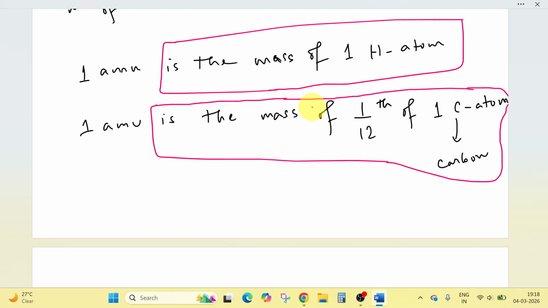One AMU is 1 by 12th of a carbon atom, right? So what is the mass of one carbon atom? Can you tell me? In chemistry you have learned the mass of one carbon atom is 12. Can you tell me how many... you don't have mole concept. Do you have any mole concept in chemistry this year? If you don't have mole concept, it will be difficult for you to understand now.